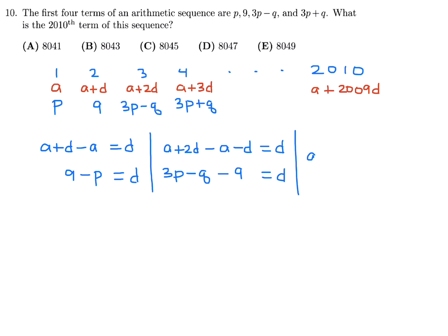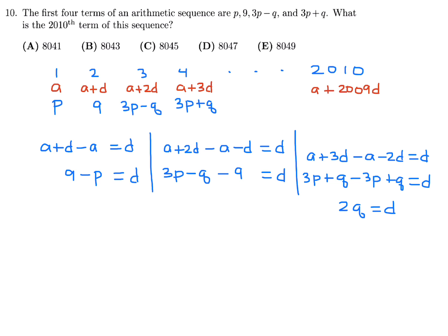Third is the same thing involving these two. If you take the fourth term and subtract from it the third term, this again just gives you d. So we're going to do the same thing with these two guys. That's going to be 3p plus q minus 3p plus q, right? Because you're subtracting, two minuses. So this just becomes 2q is equal to d.